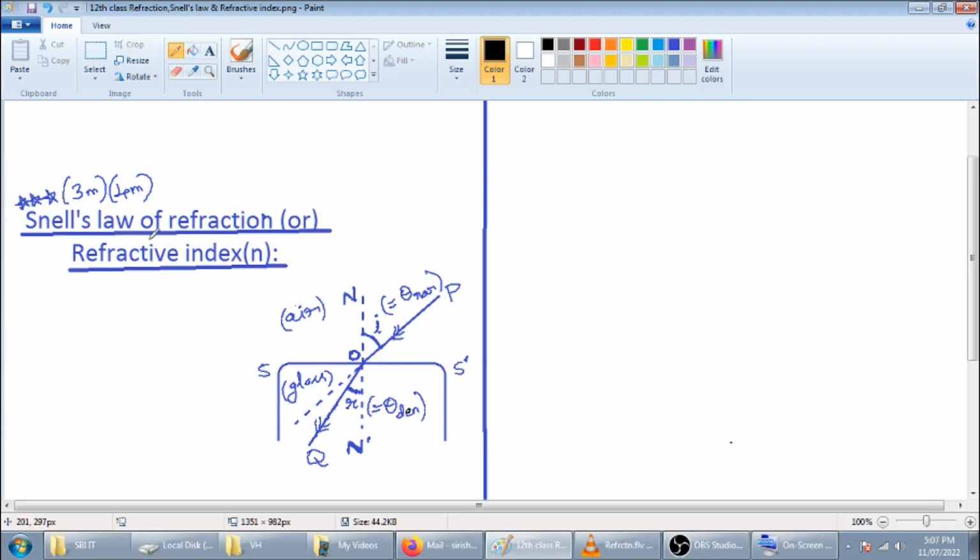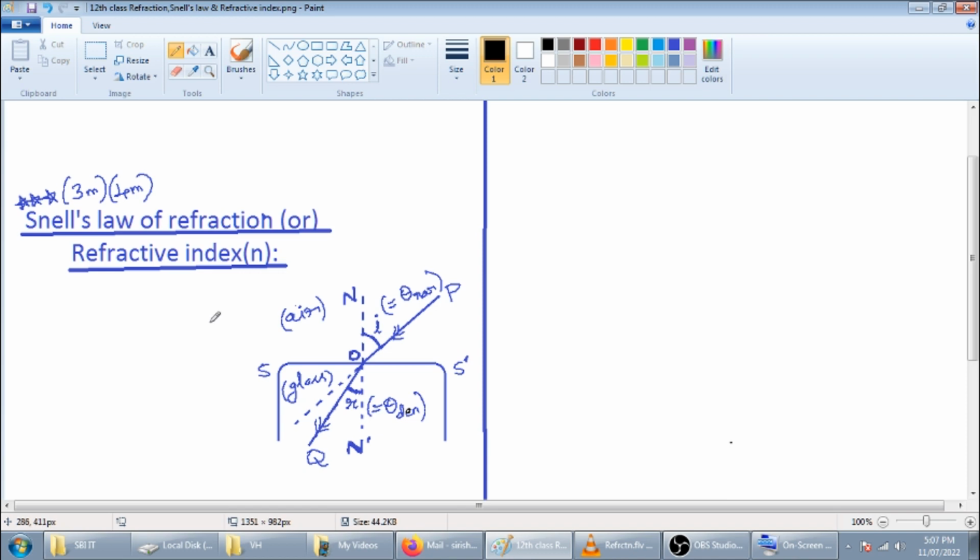Now what does Snell's law of refraction state? Snell's law of refraction gives the relation between two very important angles called the angle of incidence and the angle of refraction. These are similar to the laws of reflection you have learnt earlier, angle of incidence and angle of reflection. Here the angle of incidence is the same, but instead of the angle of reflection, we have the angle of refraction. That's all.